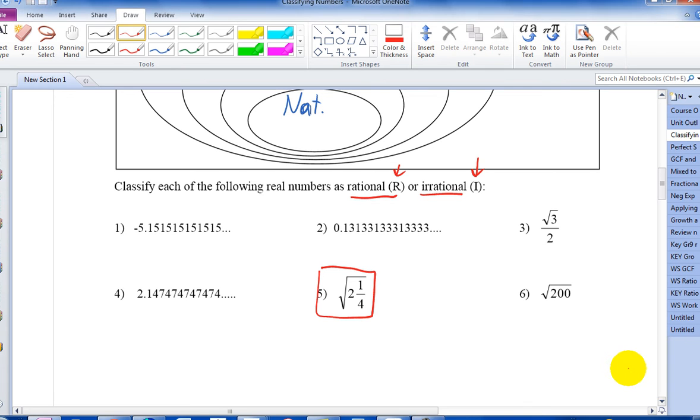Okay, so this first one is actually rational because you could put the repeat bar over the last two digits. The dot, dot, dot is showing that it continues forever. Okay. Number 2.